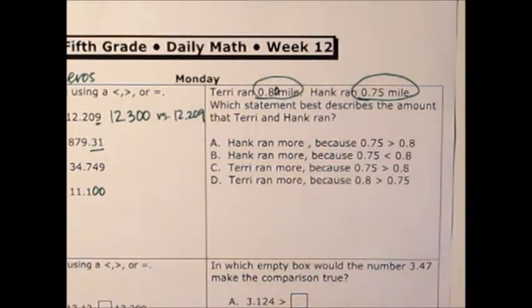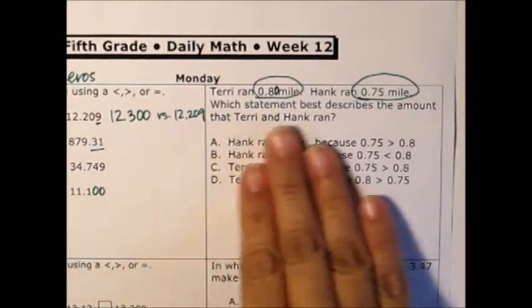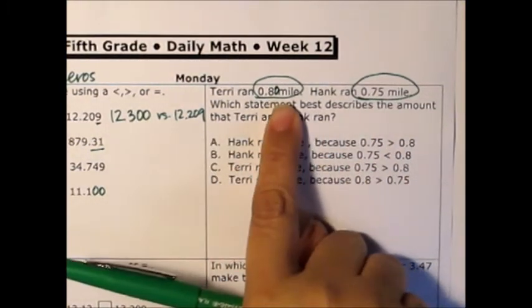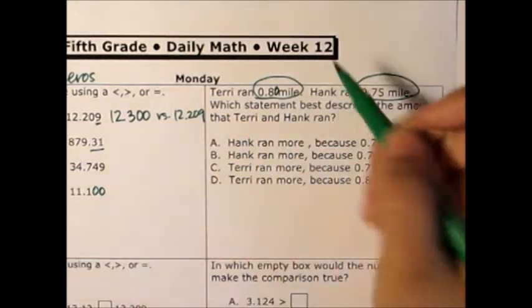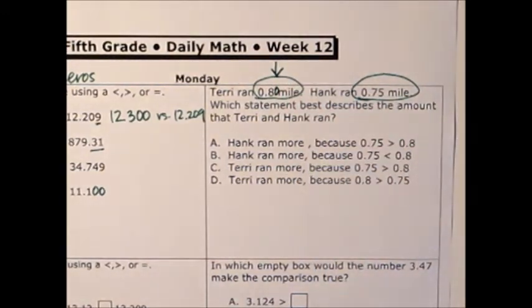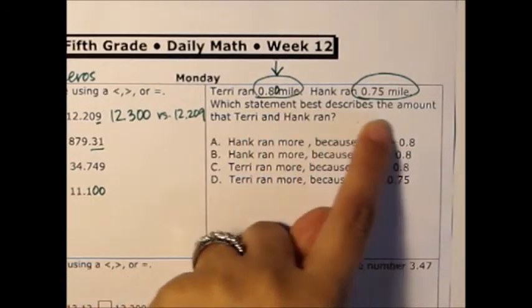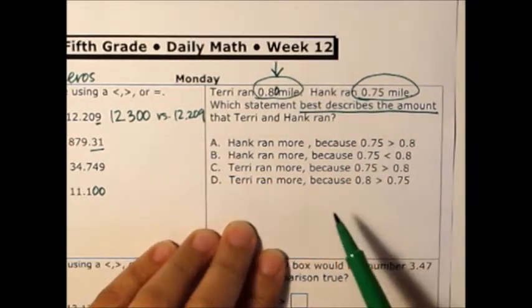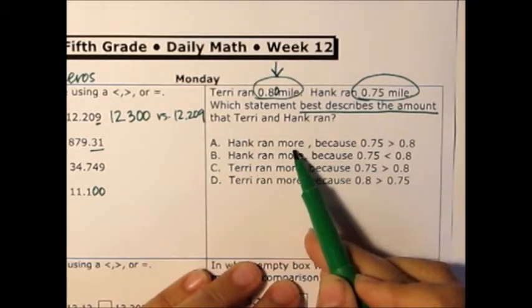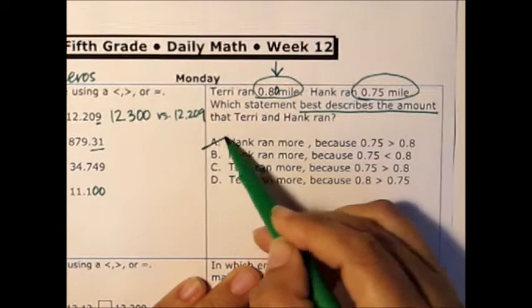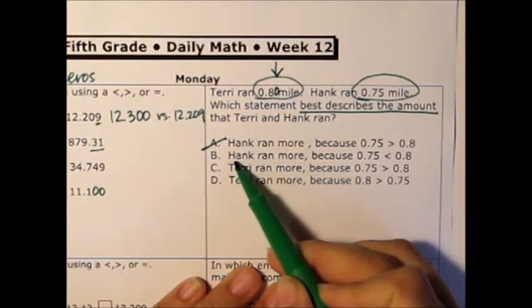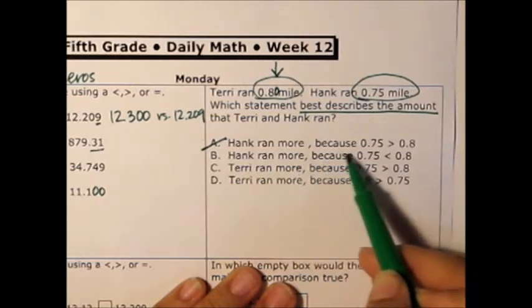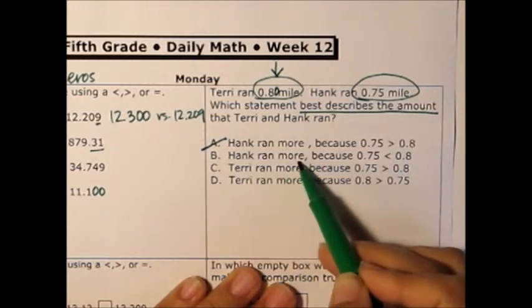Place your imaginary 0. So right away, before I even read the rest of it, I can come to the conclusion that Terry ran more. Okay, he ran more. 80 hundredths of a mile versus 75 hundredths of a mile. Which statement best describes the amount that Terry and Hank ran? Best describes the amount. Hank ran more. We already determined that's not true, so I'll take that out. This one says the same thing. Hank ran more. I don't even need to read the rest because I know that that first statement is not true.